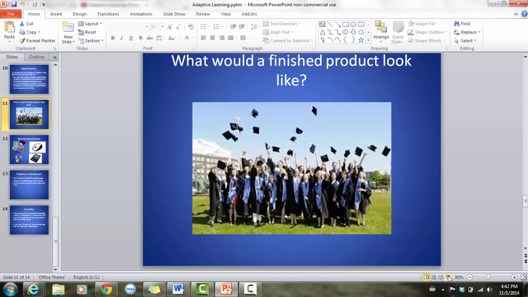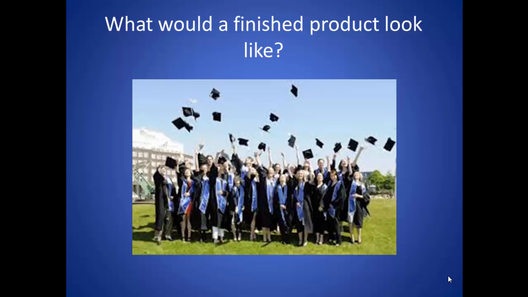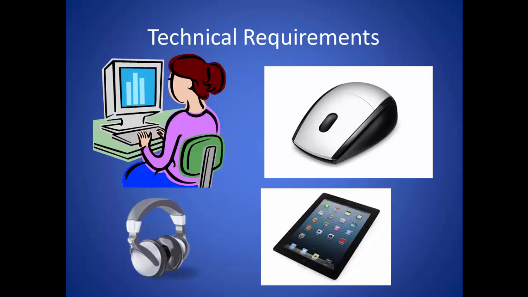So we had on our rubric, what would a finished product look like? Yes, this is a cheesy answer, but a finished product of a good adaptive learning system would be graduation for all. If every student was given instruction based on their own needs, we would be able to graduate all of our students. The technical requirements in the classroom: simply a computer, a mouse, headphones, iPads.